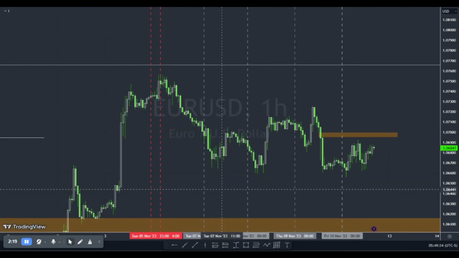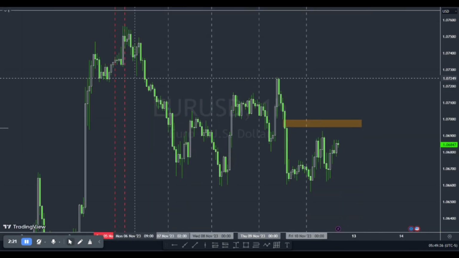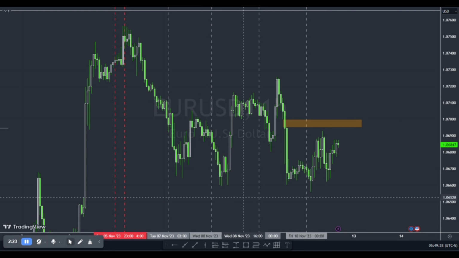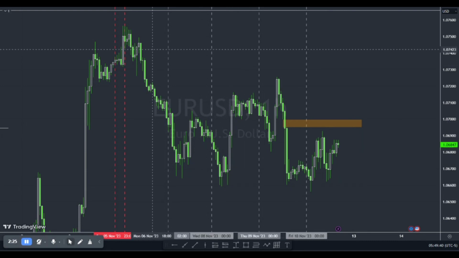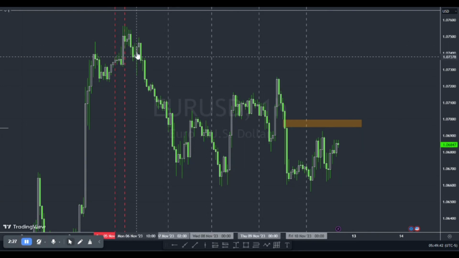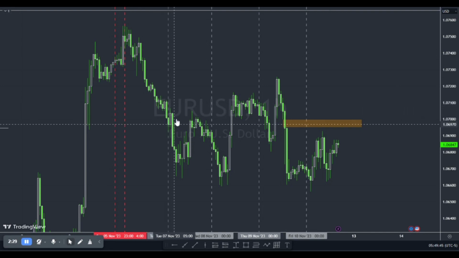So on the hourly, what do we see? First of all, we see that we are taking out short-term lows. This low got taken out, this low got taken out, and we are expecting a bullish PDR. Other blocks got respected here.